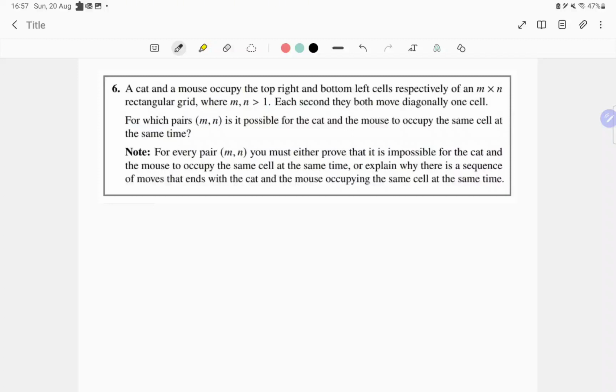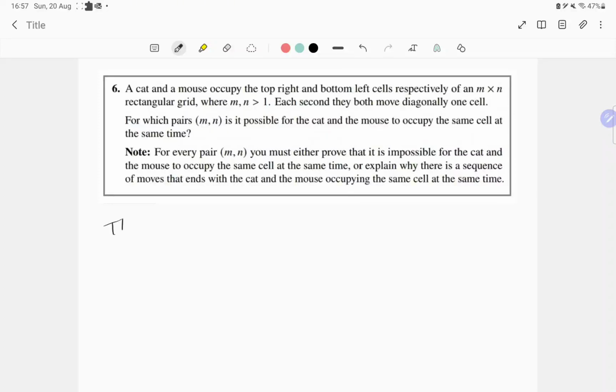This question is about a cat and mouse on opposite corners of an m by n grid. Each second they both move diagonally one cell, and the important thing to note is that they must move. Now the question asks for the pairs m and n for which it is possible that the cat and mouse can occupy the same cell at the same time. In other words, what values of m and n allow the cat and the mouse to visit each other?